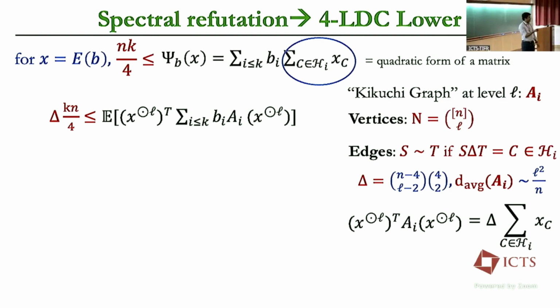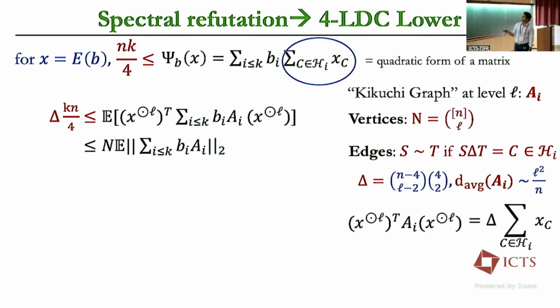And because every constraint is satisfied by the code word, if I were to plug in psi b, the corresponding code word for b, I would get 1 for every possible monomial. There are kn over 4 times delta monomials, so that's the lower bound for every b on psi b. On the other hand, I'm going to take a random b and take expectation over this quadratic form. Because this inequality was true for every b, it's true also in expectation. So this inequality holds. Now, this is a quadratic form.